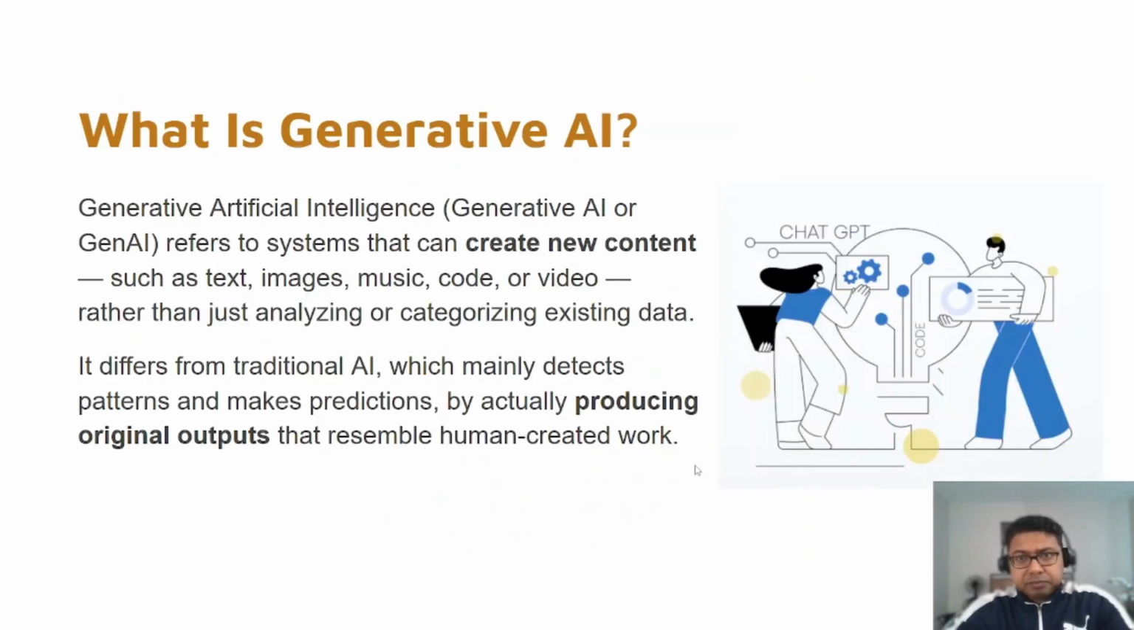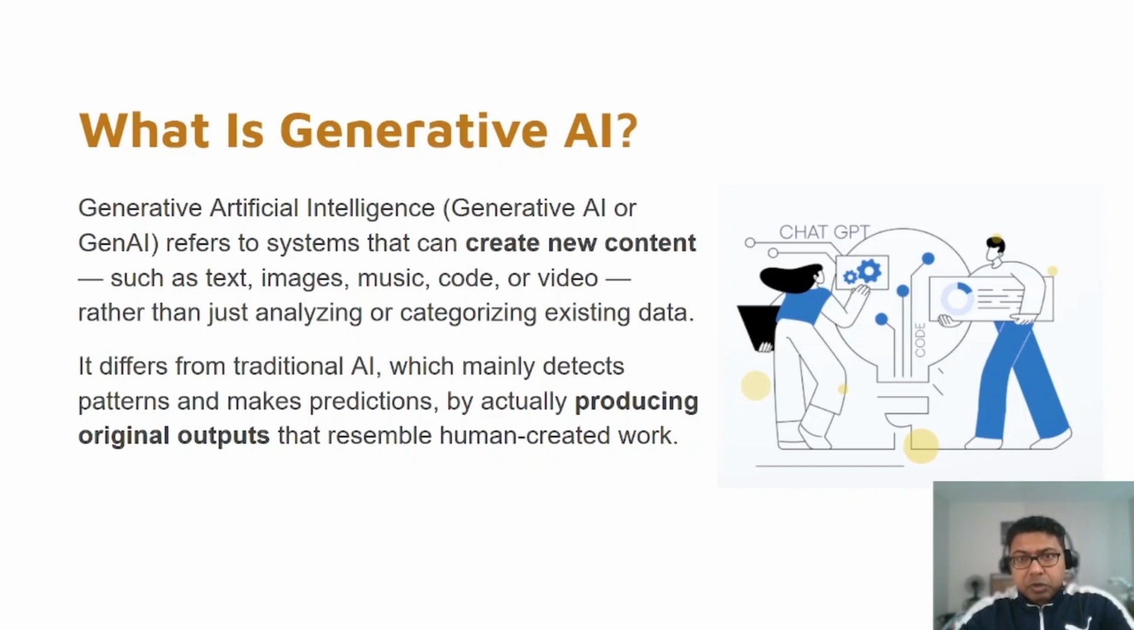What is generative AI? We all know ChatGPT. Yes, ChatGPT is generative AI, but it's not only ChatGPT. There are many such LLMs, which are all generative AI. As per the definition, generative artificial intelligence refers to systems that can create new content. That is the main core of generative AI. Artificial intelligence was there before as well, but it never used to create new content. It used to categorize, it used to give some predictions, that's it. But now with generative AI, it creates new content which is like human created content.